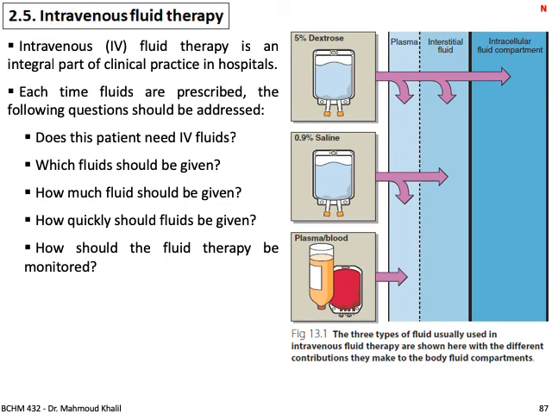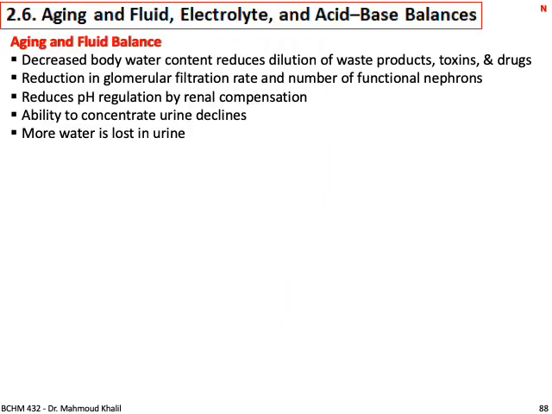Generally, there are three types of fluids: 5% dextrose, 0.9% saline, and either plasma or blood. You can see how these fluids are distributed inside our body fluids. The dextrose can reach all the body compartments, while the saline only reaches the outer two compartments, while the plasma or blood will reach the plasma level and doesn't enter inside the cells.